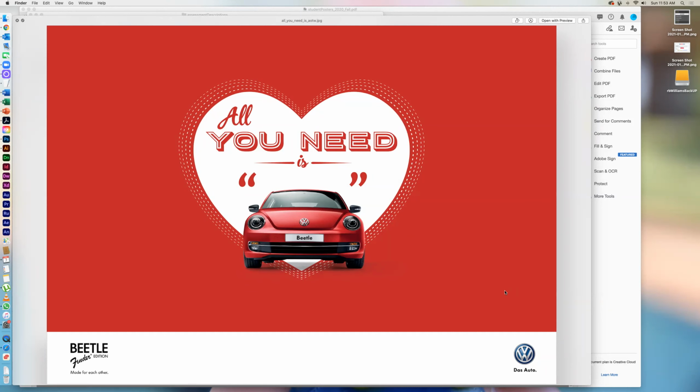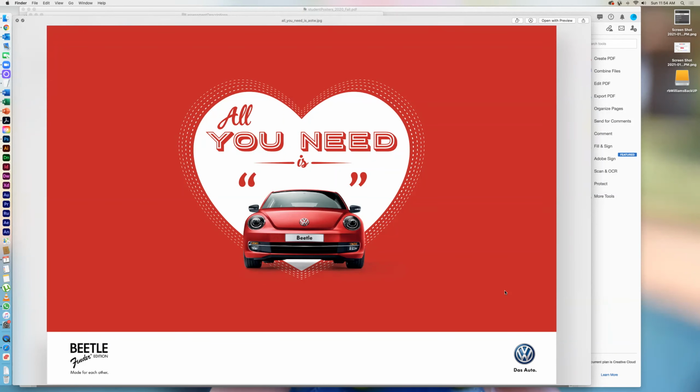So the car represents love. And that's a famous Beatles song. So it's called the Beetle, right? So that sort of connects it. All you need is love. All you need is a car. Then you can find love if you have a red car.